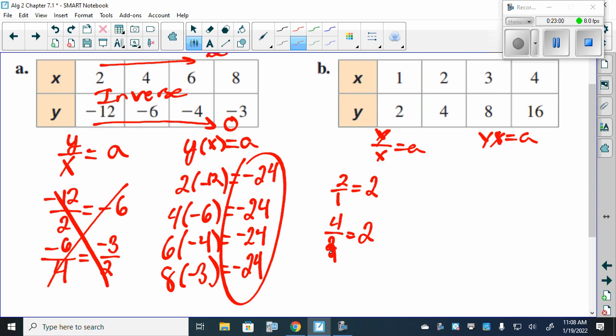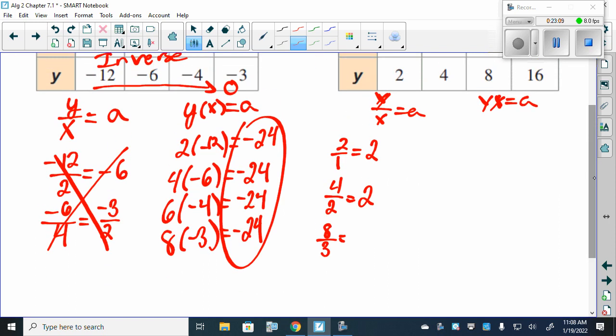The next one would be 8 divided by 3, which is 2.6 repeating, or really just 8/3. So wait a minute, are all 3 of them the same? No. So this is not direct variation.